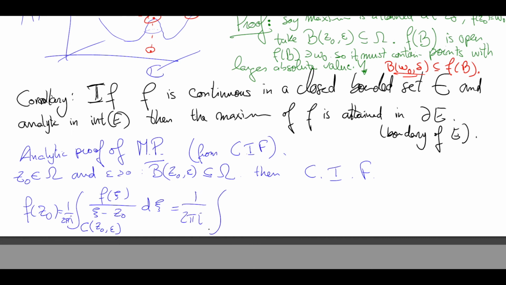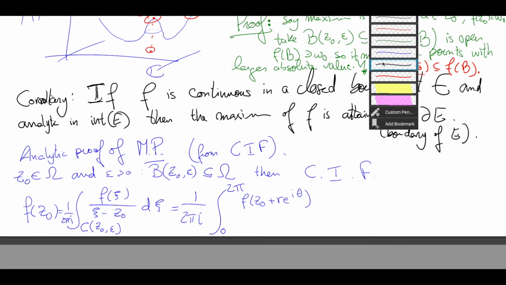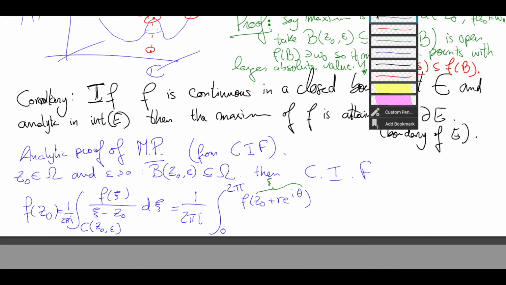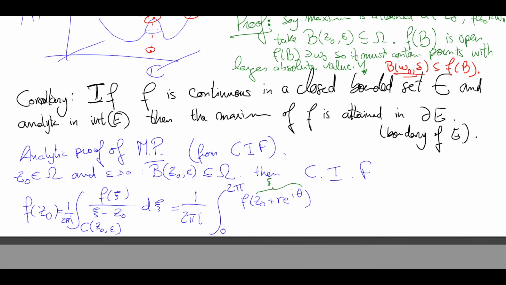I'm just going to do the parameterization, from 0 to 2 pi. So I get f of z0 plus r e to the i theta. This is now the parameterization of the circle. Nothing more to it. This is my curve c. So I have my change of variables, and okay, what do I get here?